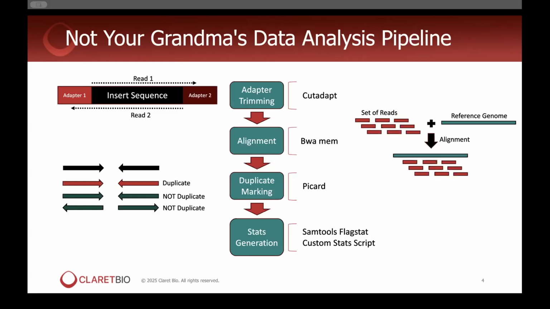And so once we've performed all three of these steps, adapter trimming, alignment, and duplicate marking, lastly, we will use custom stat scripts and SAMTools flagstat to generate general stats regarding the BAM files and the rest of the output files that are generated from this pipeline. And one thing I should also mention is that during duplicate marking, Picard also outputs a stats file as well. So you get a plethora of stats files at your disposal.